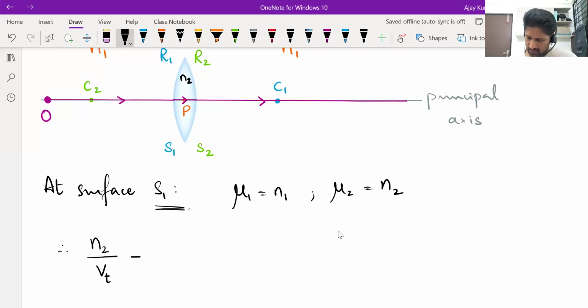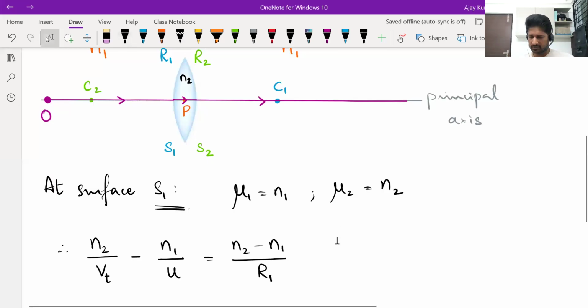So mu2 by V minus mu1 by U we will take as it is, because that is the original object distance. Whatever is the object for the first surface, that itself is the object for the entire lens. So the first surface object distance itself is the lens object distance. We'll take U as it is. So mu2 by V minus mu1 by U is equal to mu2 minus mu1 divided by R, where R is R1. And see, we are applying the spherical surface refraction formula directly, right? That means these values are already substituted considering the sign convention. You don't have to bother whether you have to put a plus or a minus. These are not magnitudes. This is the formula that we have written here, so it includes sign convention already. When you substitute, you are supposed to substitute with sign.